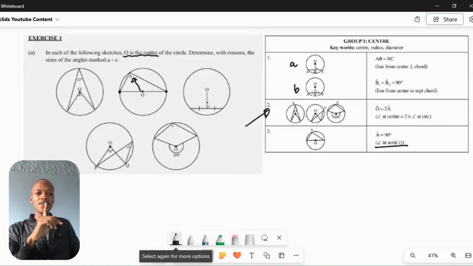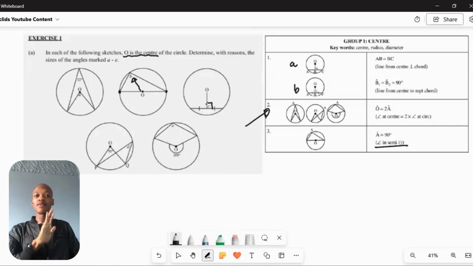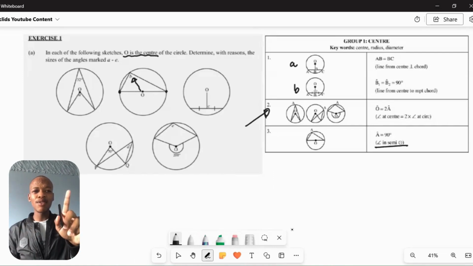Okay, not yet can you say it's 90 degrees. Okay, because there's no indication that we have a 90 degrees there. Remember, an indication is that square. It's not there. Can you see? So the first thing that you have to take note of is that we have a line drawn from a center bisecting the chord.